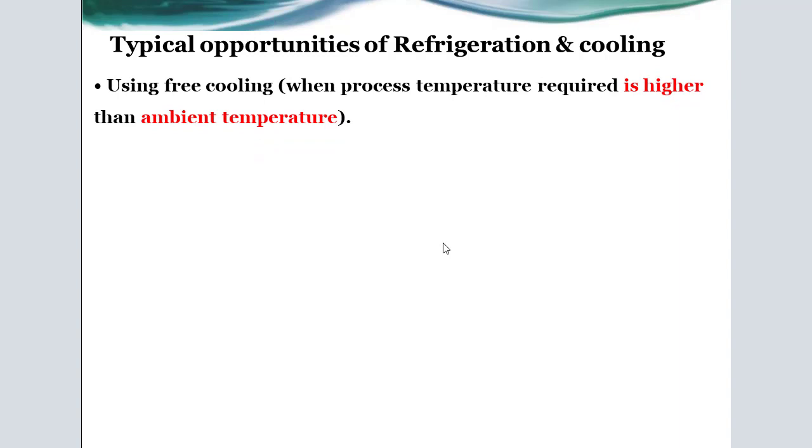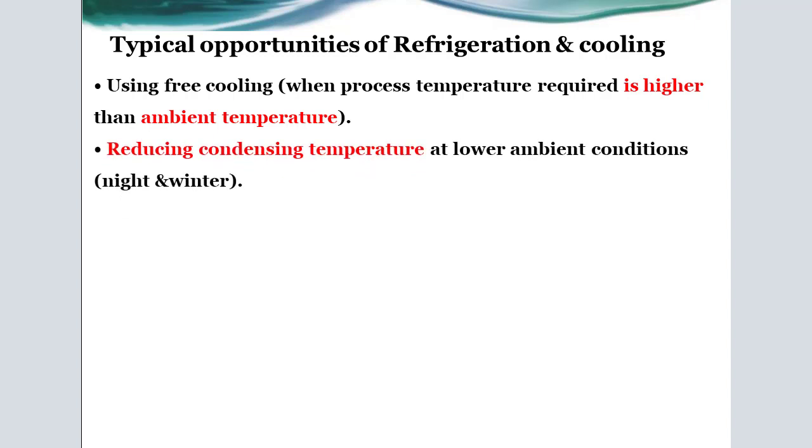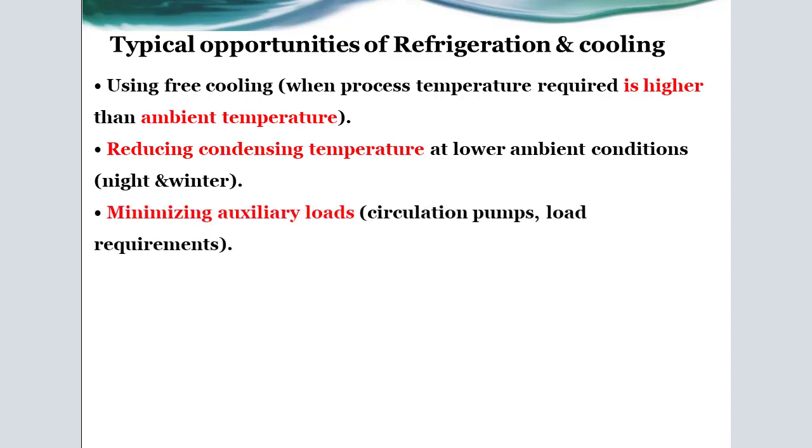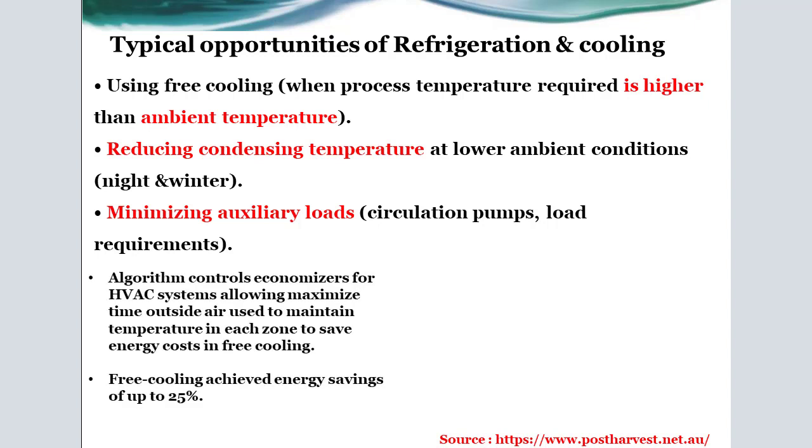this can be used when the process temperature required is higher than the ambient temperature, and in order to reduce condensing temperature at low ambient conditions during the night or during the winter season, and another opportunity is by minimizing auxiliary loads such as circulating pumps or load requirement.